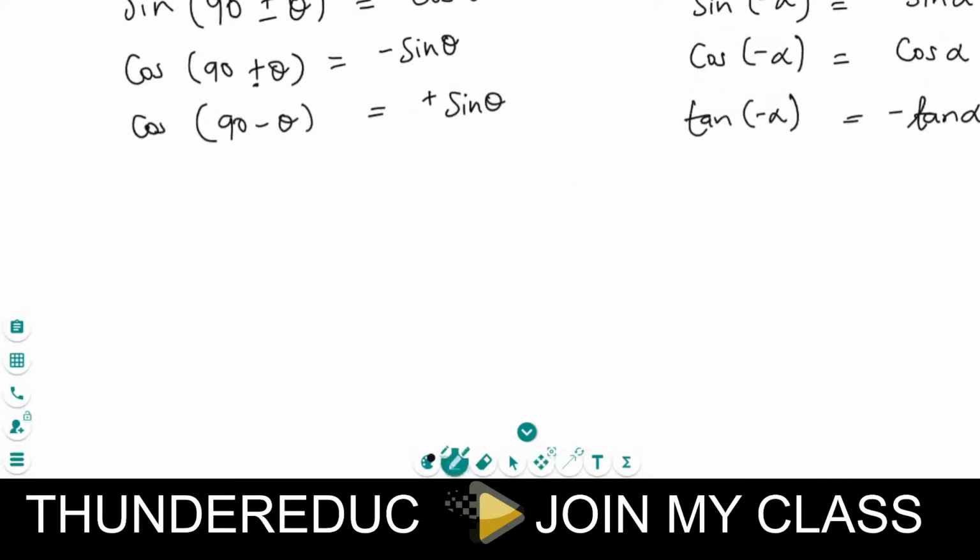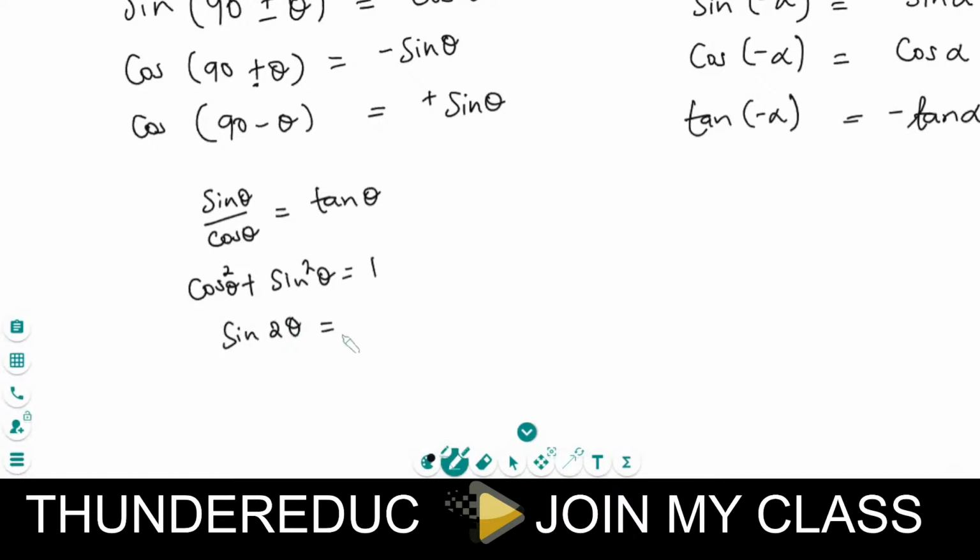Identities like the sine of an angle over the cos of an angle will always give us the tan of an angle. And then if we have the cos squared of an angle plus the sine squared of an angle, we always end up with a 1. And then if we have, let's say, sine 2 or sine twice of an angle, this can be reduced to 2 sine of the angle times the cos of the angle.